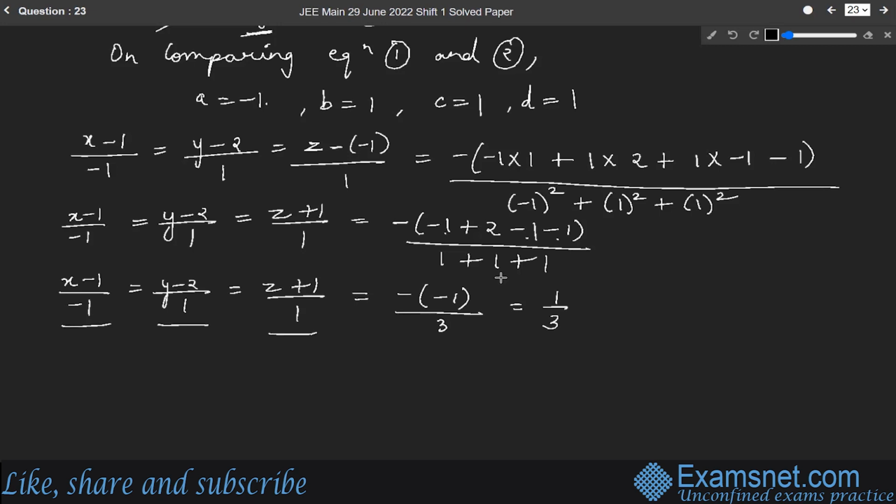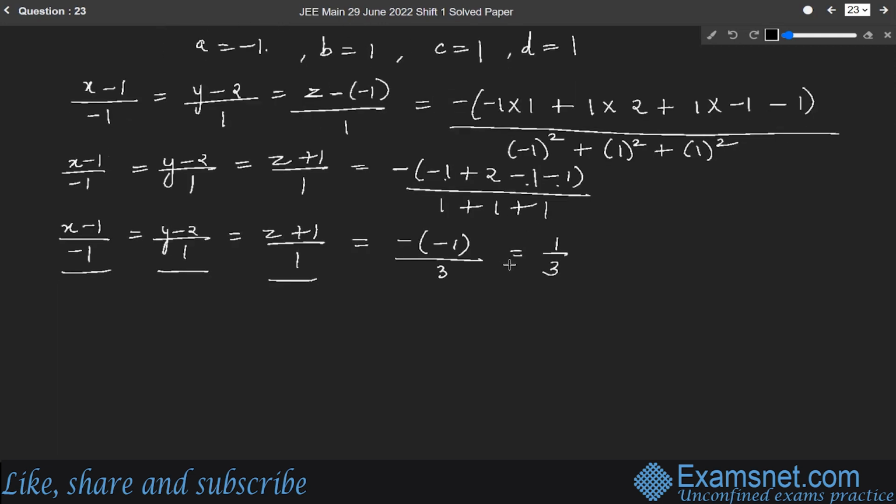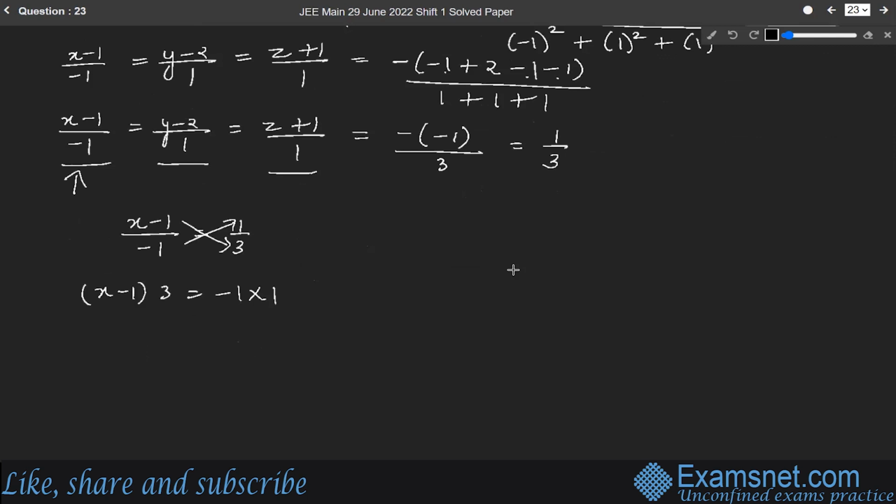So separately equating all the terms, we can get the value of x, y, and z. So firstly equating the first term, that is (x minus 1) divided by minus 1 is equal to 1 by 3. Now we have to cross multiply. Cross multiply means (x minus 1) multiplied by 3 will be equal to minus 1 into 1. So now let us simplify this value. 3 into x will be 3x, then 3 into minus 1 will be minus 3. It is equal to minus 1 into 1, it is minus 1.